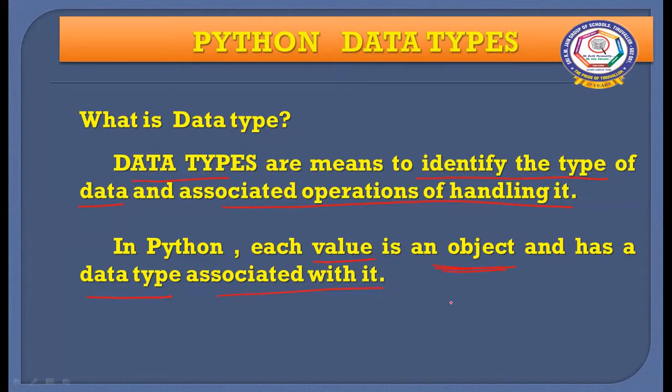Suppose I have the value 20. That means 20 is an object for me, and what is the data type associated? It is integer. Like that, for all the data you consider, you will have an associated object and its associated type of value in your program.